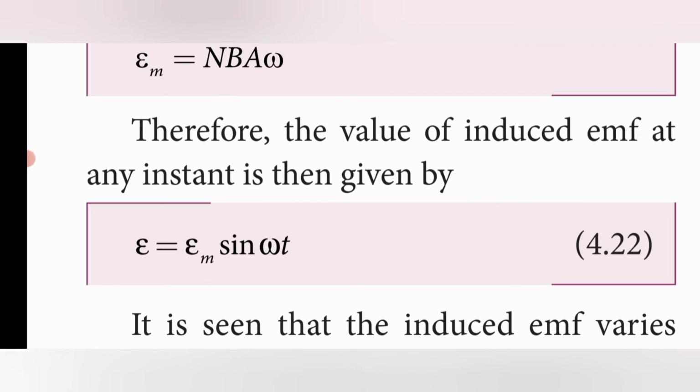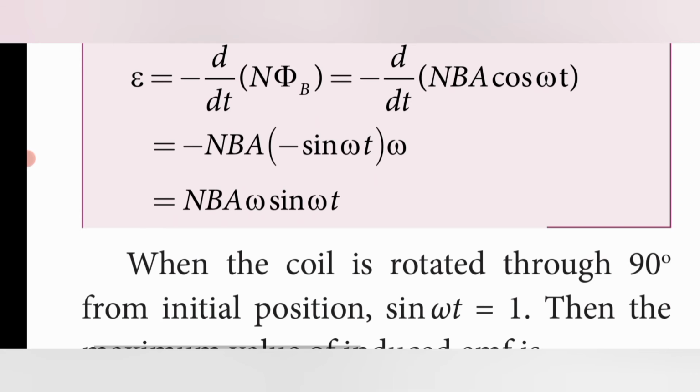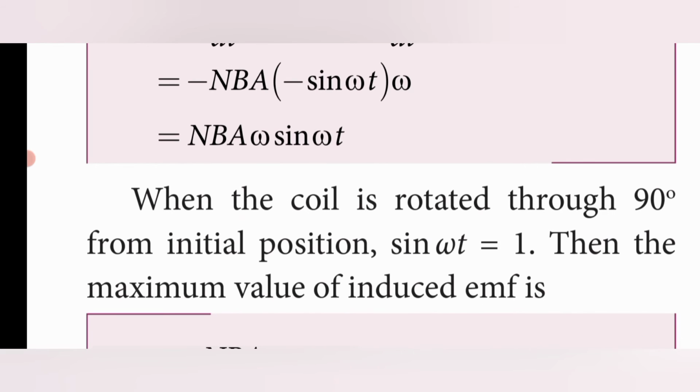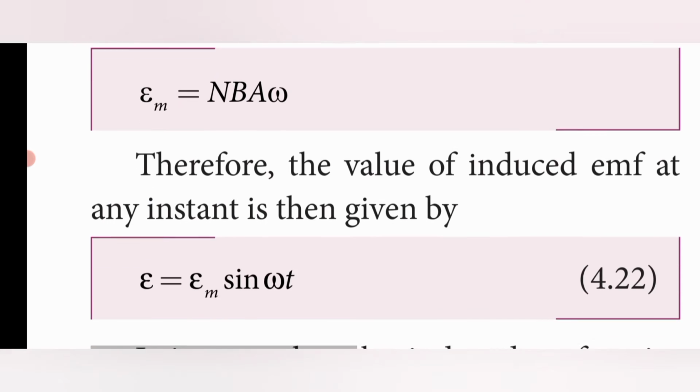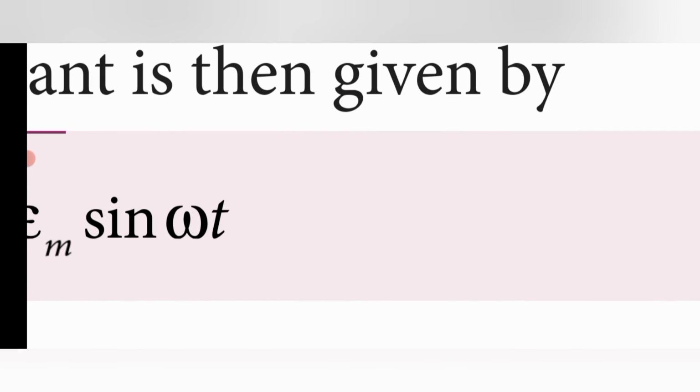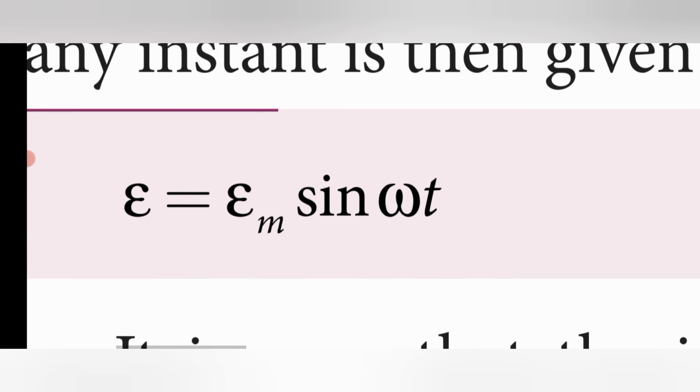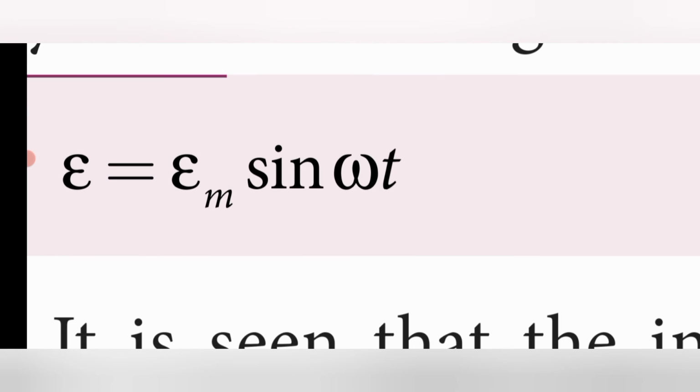Therefore, this is the equation: epsilon is equal to NBA omega sin omega t, isn't it? So here sin 90 is the maximum, and NBA omega is epsilon m. So substitute the epsilon m value in the above equation. So finally you will get epsilon is equal to epsilon m sin omega t. So this is the final expression for the induced EMF.